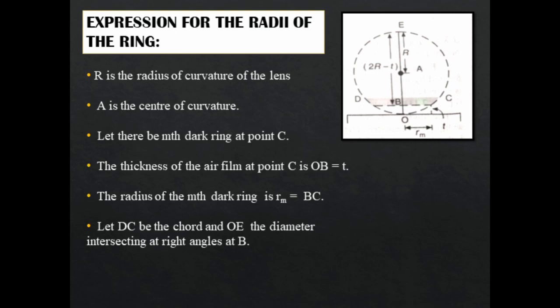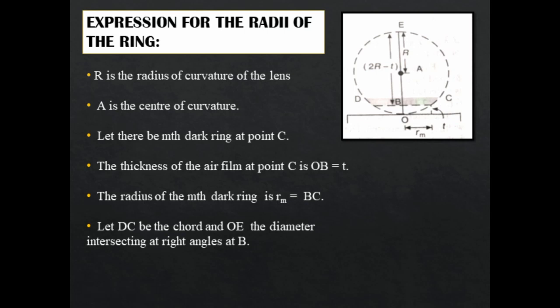Now let us see how to find out the radii of a ring. O is the point of contact between the plain glass plate and the plano-convex lens, A is the center of curvature of the plano-convex lens, and R is the radius of curvature of the plano-convex lens. We complete a circle with A as the center and R as the radius of curvature.